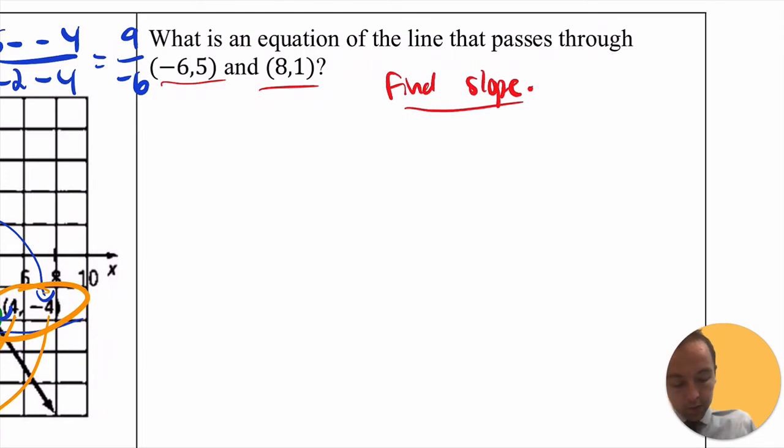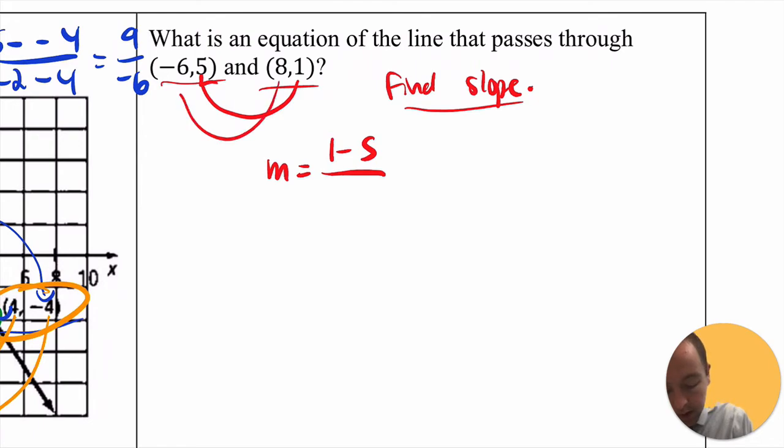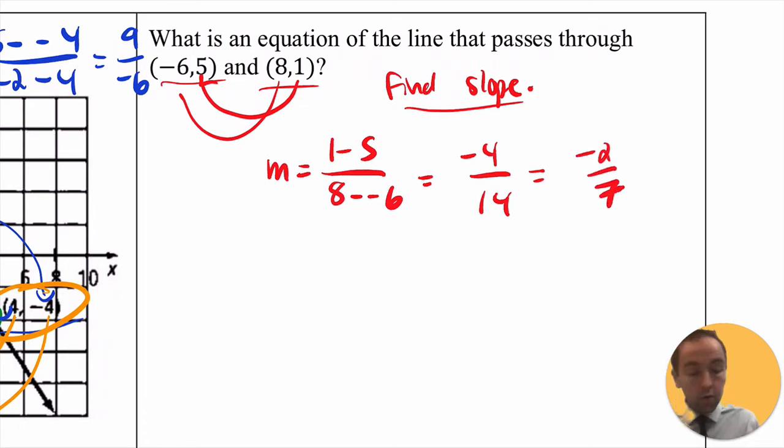So it's not too bad right here. If you want to find the slope, it's just y minus y, which is 1 minus 5, and x minus x, which is 8 minus negative 6. So you get negative 4/14, which does reduce down to negative 2/7 for the slope of the line. And then you can pick one of the points to go along with that slope to plug into point-slope form. So how about if we just choose negative 6, 5?